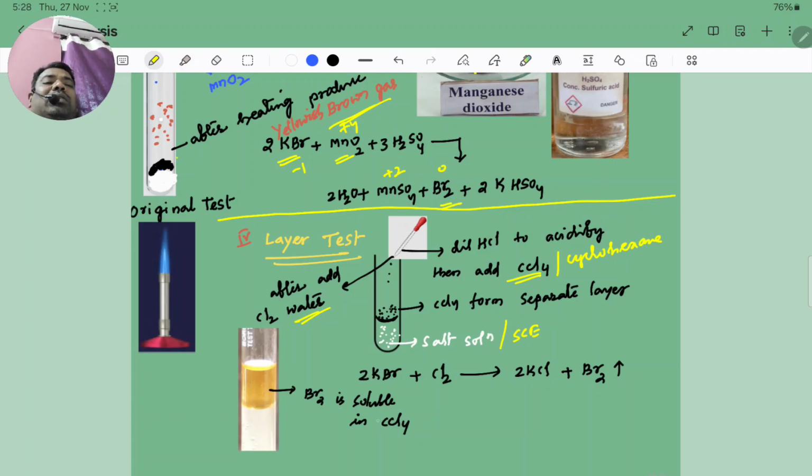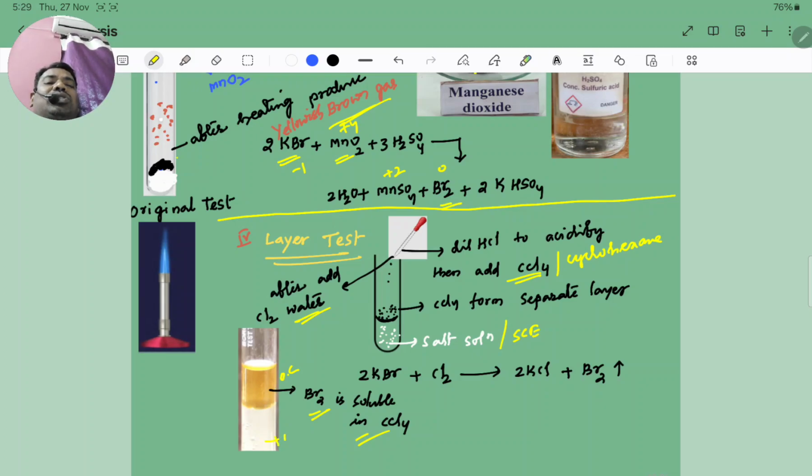This bromine is soluble in carbon tetrachloride. Previously it will form two layers, one organic layer and one aqueous layer. Now this organic layer dissolves the bromine. This organic layer contains bromine. That bromine is present in this CCl4 solution or cyclohexane, and it will form a clear layer.